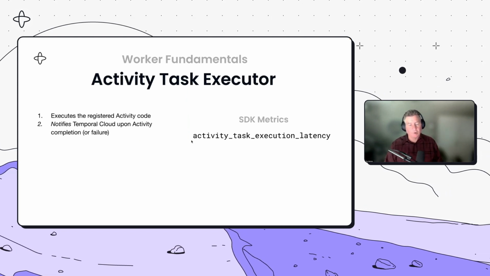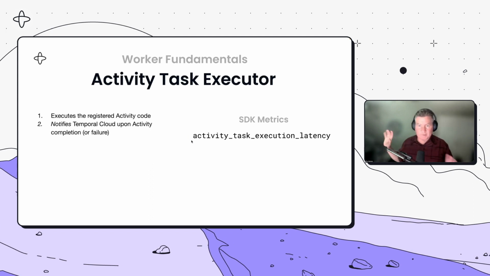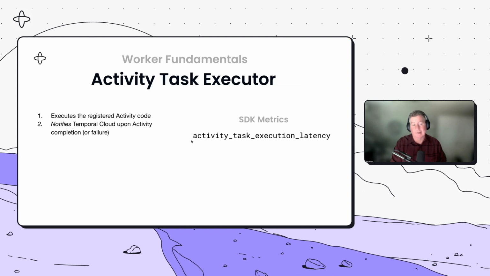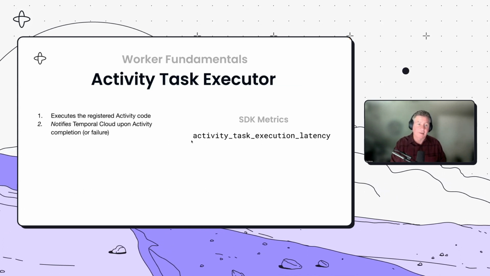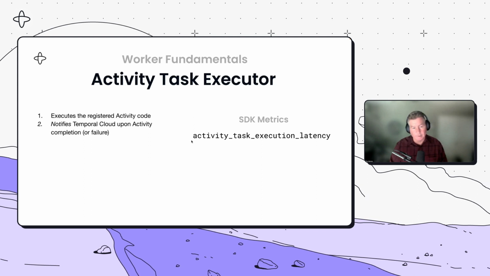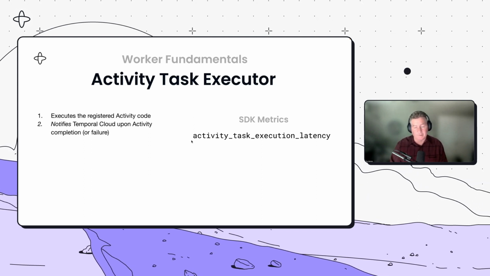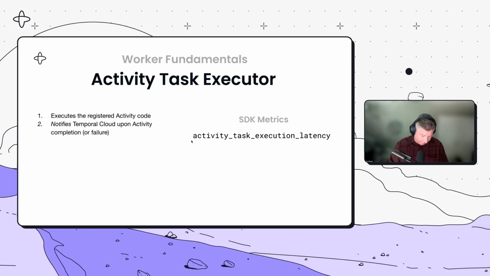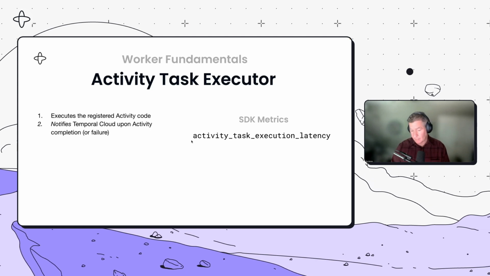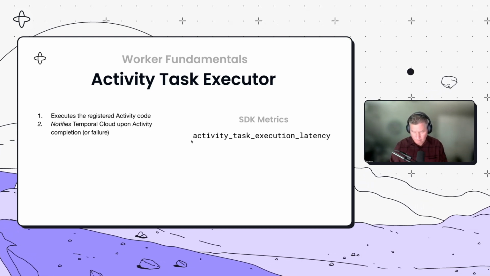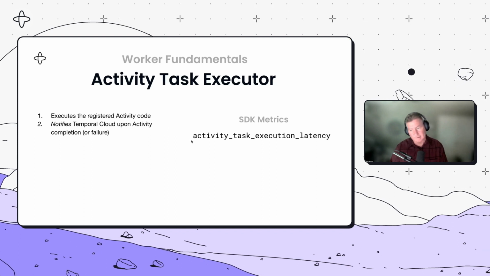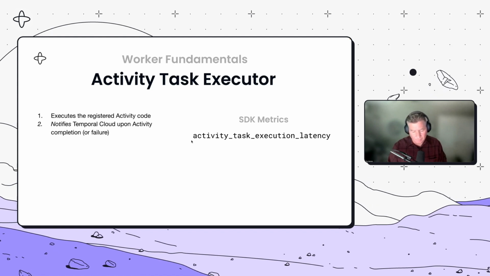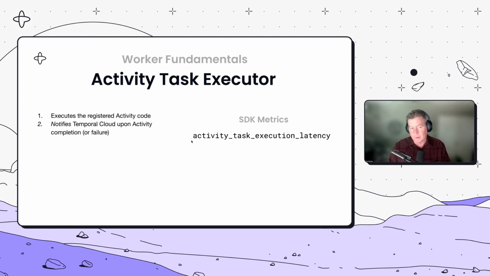Real quickly, let's talk about the two different types of tasks that are actually getting executed. An activity task is pretty straightforward. It's going to execute the registered activity code, and whenever the activity is completed, it'll notify Temporal Cloud that the activity is completed. An interesting metric there is the task execution latency. That can give you an idea of whether you have some inefficient programming going on inside of these activities that you need to revisit. If it's taking up too much time, there's an opportunity for a refactor.